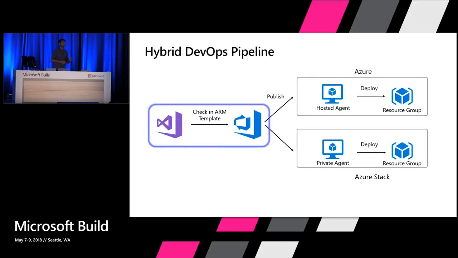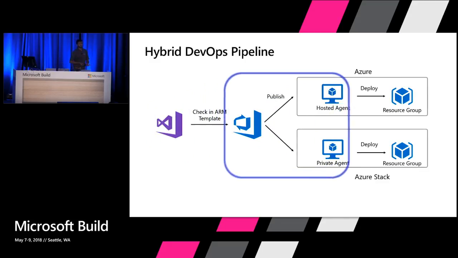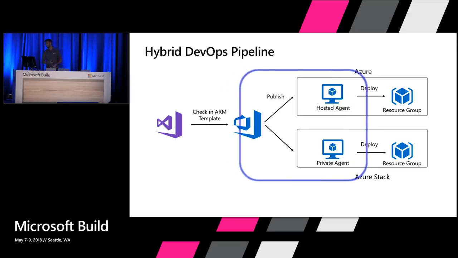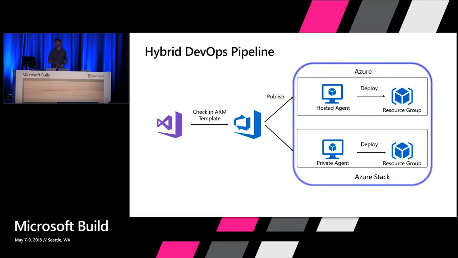The same pipeline that we used for Azure and Azure Stack, to deploy that web code, can be used to deploy an ARM template. Again, the process is the same. I check in an ARM template. It's automatically published to a queue. And then I have a hosted agent and a private agent that each deploy it to a resource group in Azure and Azure Stack.